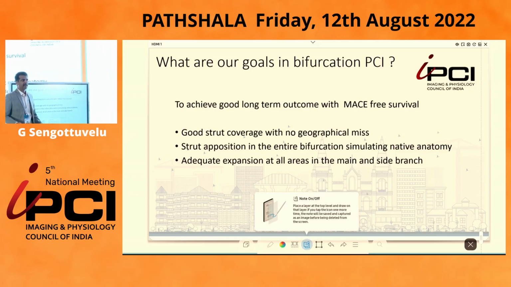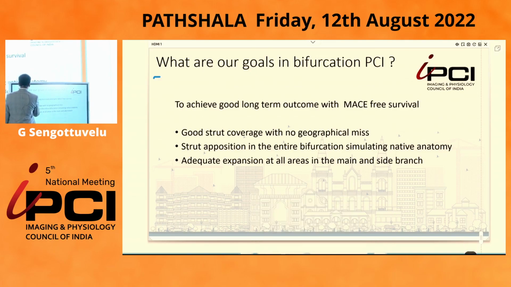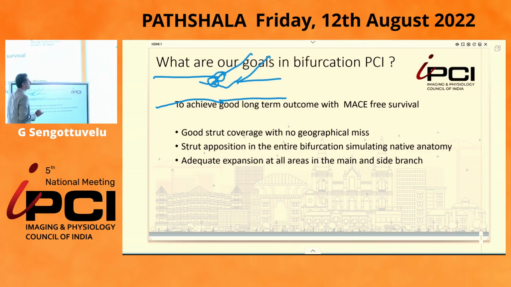We know that every anatomy is different, so we want to simulate the anatomy and make sure we cover the entire anatomy. The most common problem with bifurcation is that we will have something like this, and we will have an angle like that, and when we stent, we will either have a geographical miss here, or we might over protrude the stent and cause extra strut outside. So I think that is a real challenge.